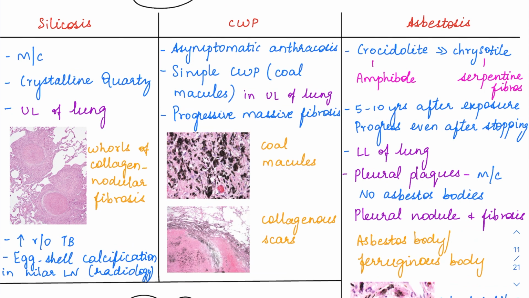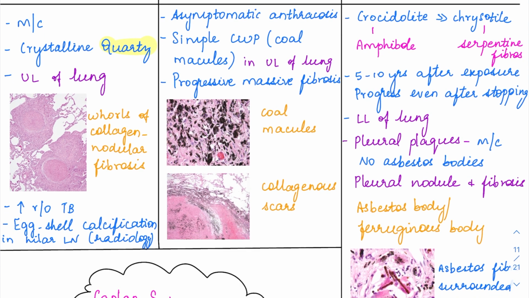So, let's see the major types of pneumoconiosis, starting with silicosis. Silicosis is the most common type of pneumoconiosis, and here the most common form of silica which is going to cause this pneumoconiosis will be the quartz type. Okay, quartz silica is going to cause silicosis, and all of the pneumoconiosis is again going to involve the upper lobe, except asbestosis, which is going to involve the lower lobe. Okay, so the rest all will be upper lobe.